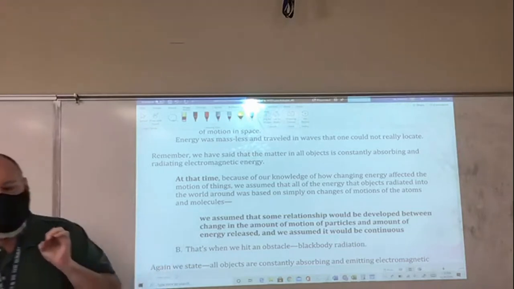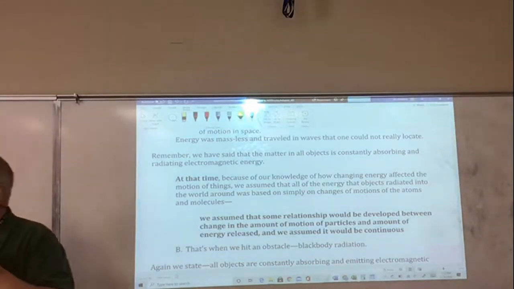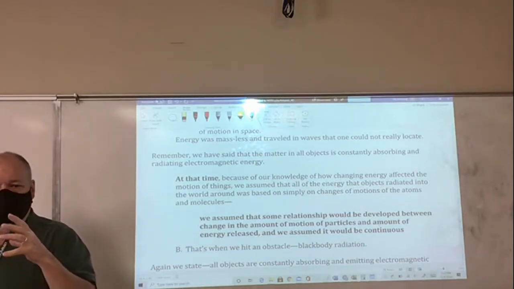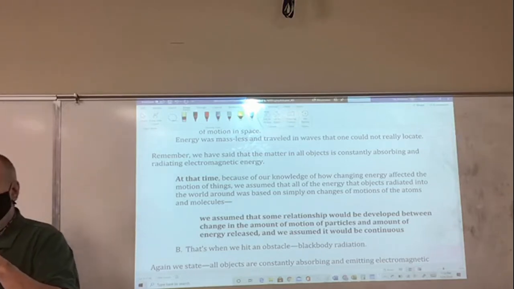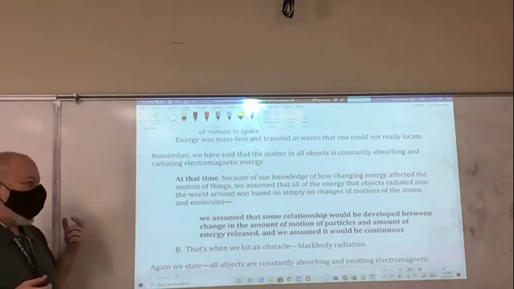We did not understand that if I add energy to a particle, it might actually change the nature of the particle itself. Okay? We just thought it was going to speed the particle up or slow it down. We didn't know anything about if I add energy to an atom, it's going to increase the energy state of the atom itself. It's going to change not only the kinetic energy of the particle, it's going to change the potential energy of the particle by causing electrons to raise or lower to or from a higher energy state.